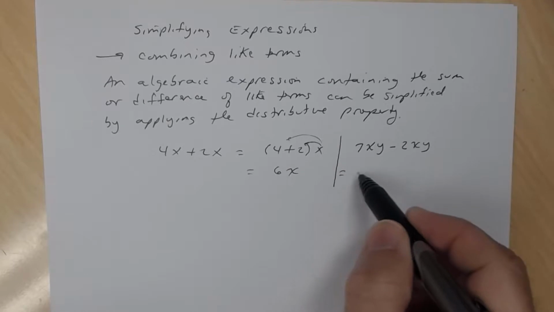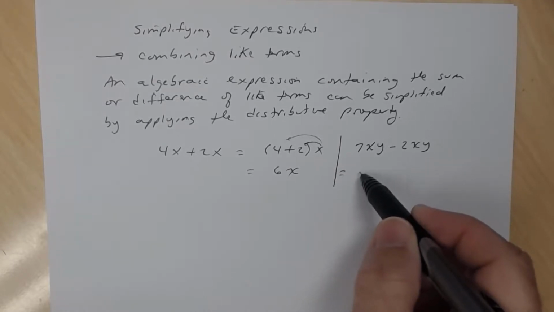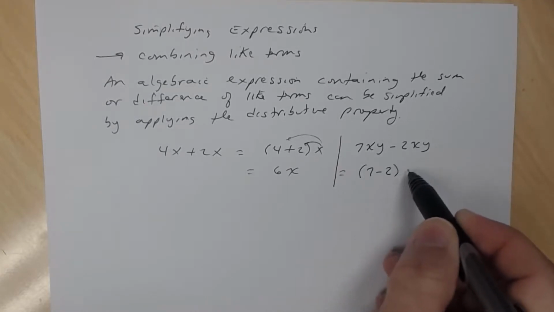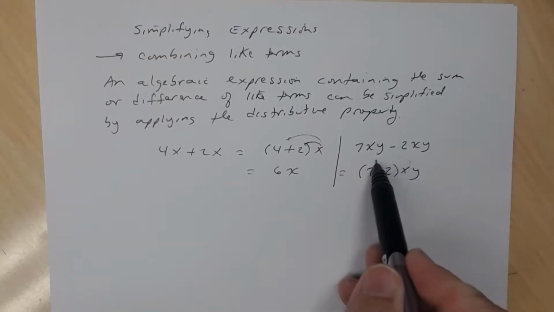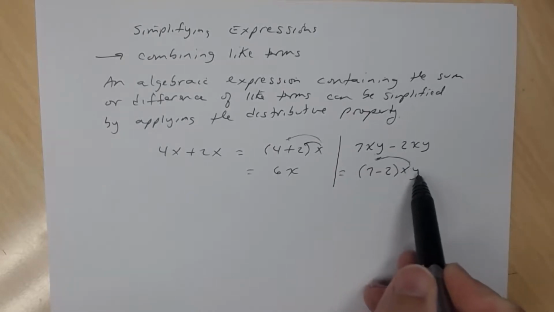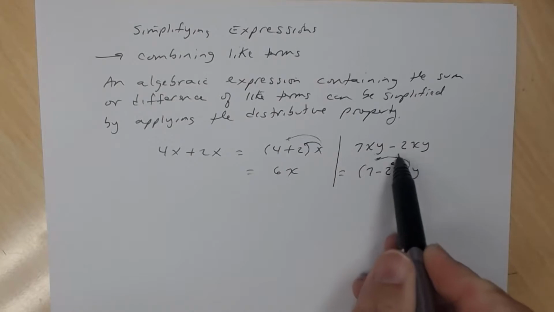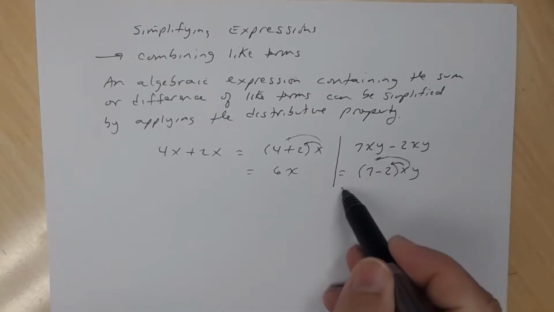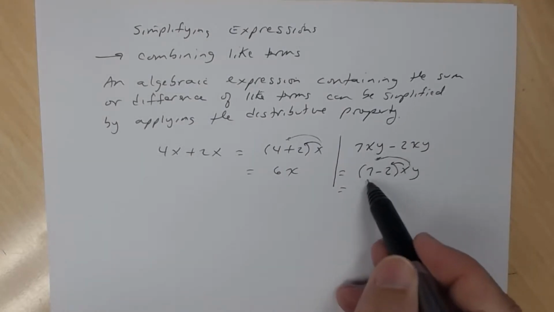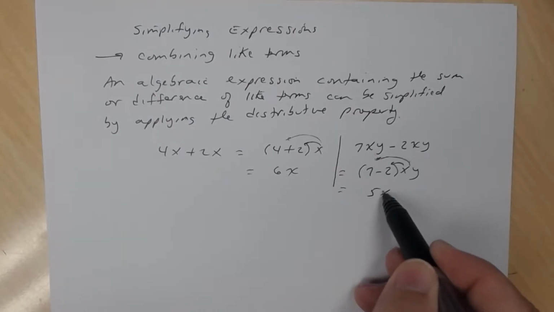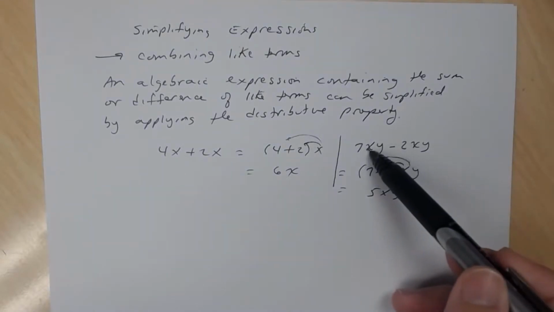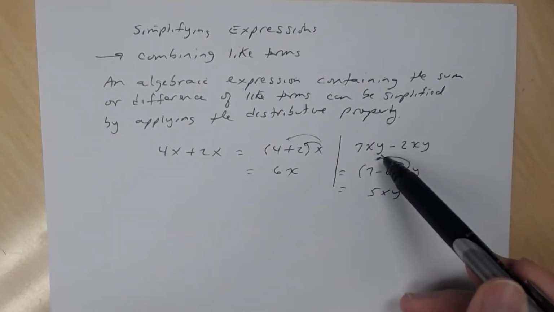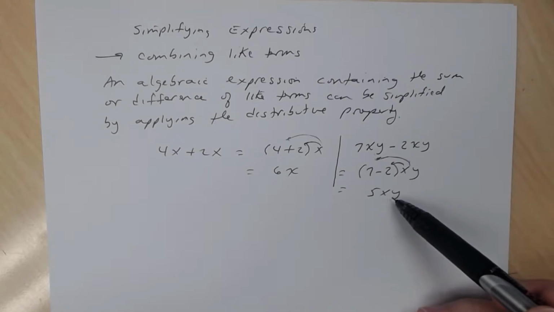In this case, I can rewrite this using the distributive property as 7 minus 2 times xy. If I distribute the xy through here, I get 7 times xy, 7xy, and then negative 2 times xy is negative 2xy. Using the order of operations, you do parentheses first. 7 minus 2 is 5, so I get 5xy. That's the simplification of this expression. These are like terms, and when I combine them, I get 5xy.